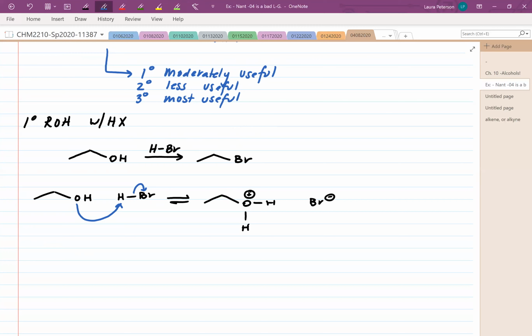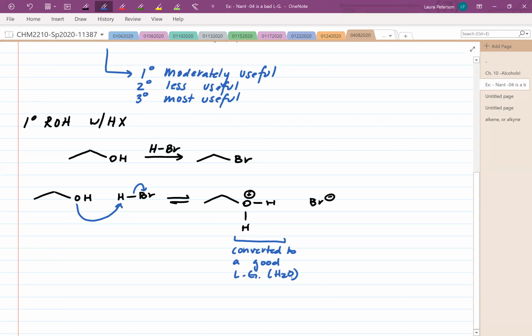So that's exactly what happens. When we protonate the OH, we turn the OH into OH2+, and that makes water the leaving group. So we've now just converted it to a good leaving group, and now we can proceed with our substitution or elimination reactions. Water is going to be our leaving group.